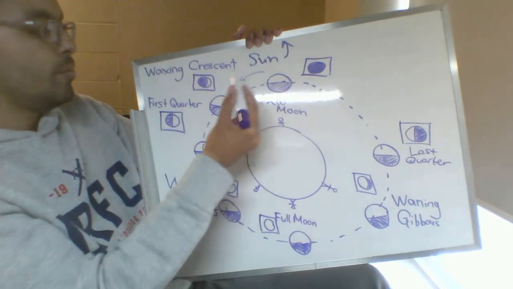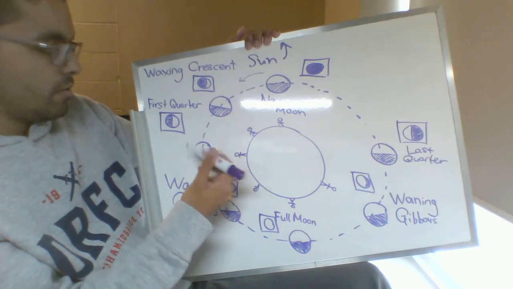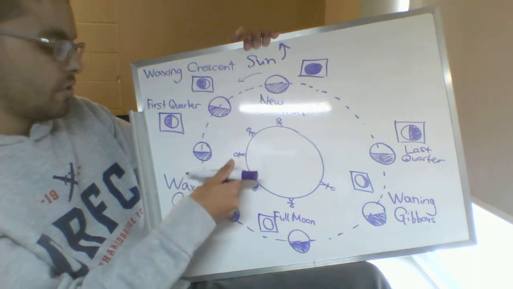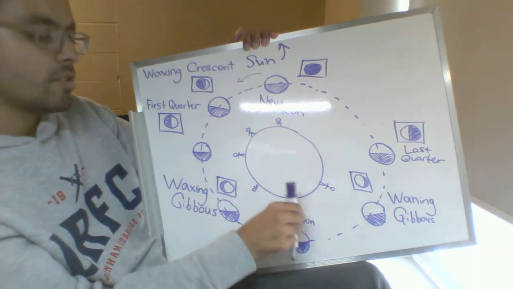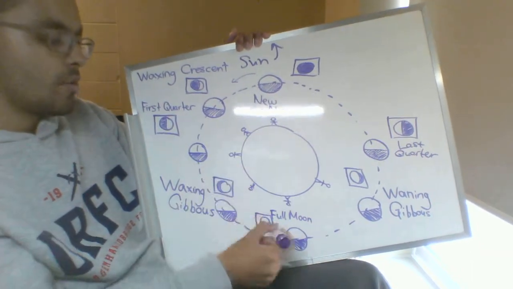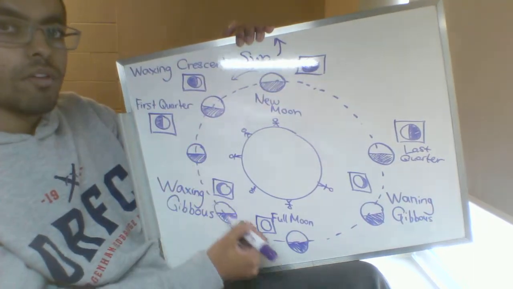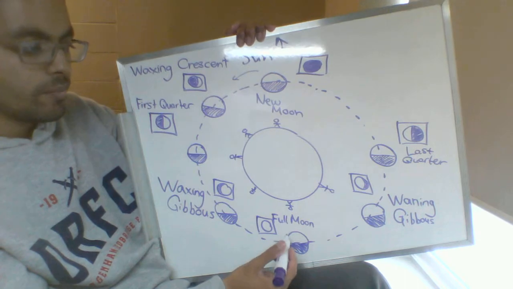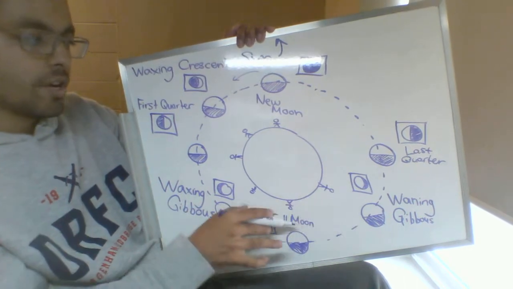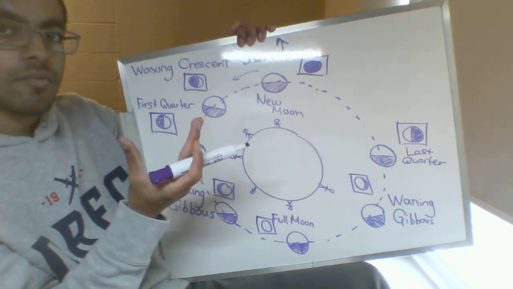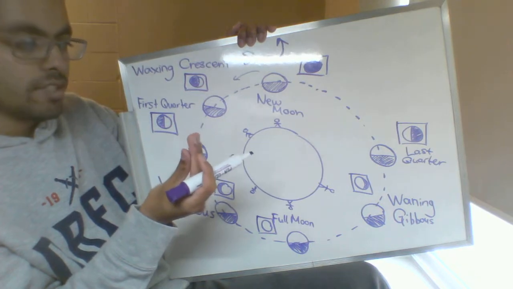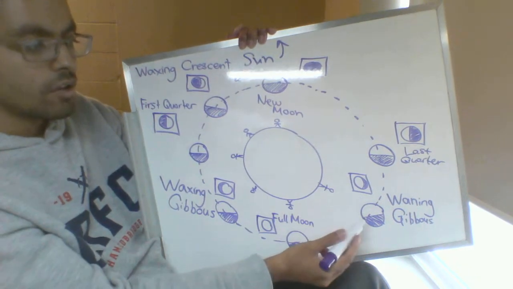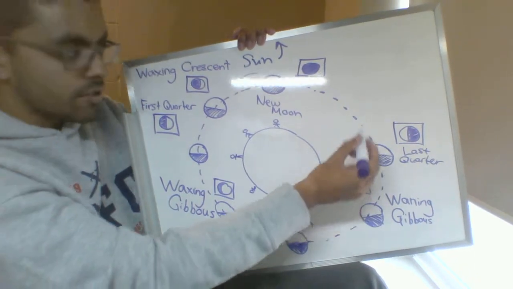Alright, so you go from new moon, waxing crescent, to first quarter to waxing gibbous to a full moon. So this entire process, more and more of the surface of the moon is being illuminated from your point of view. Now you start going in the other direction. Waning means that the amount of light on the surface of the moon is decreasing. So you go from a full moon to a waning gibbous to last quarter.